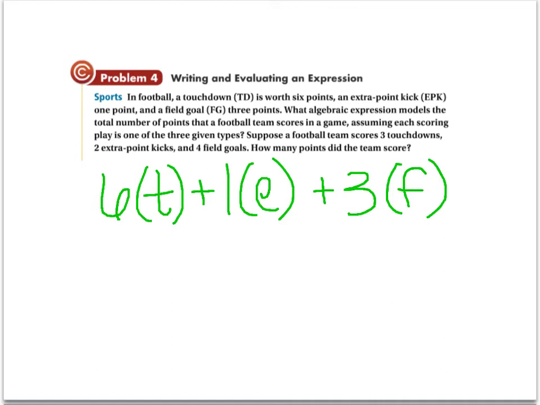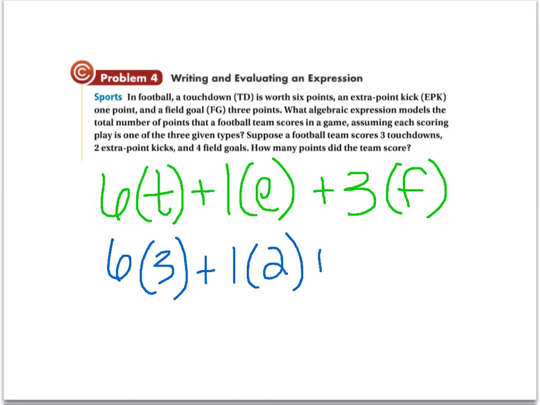And the problem tells us that now that we've written the expression, we need to evaluate the expression. And our team scored 3 touchdowns, 2 extra points, and 4 field goals. So how many points did our team score? Josh? 32. Very good.